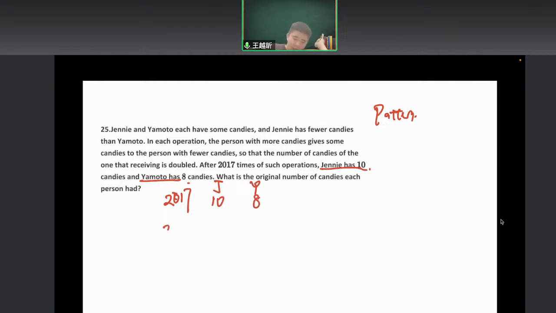Then we consider the last one, because the rule is the person with more gives to the person with fewer. So what we can get is 14 and 4. You need to do some trying. Another possibility is 5 and 13, but 5 and 13 is impossible because we cannot go back to 2015.